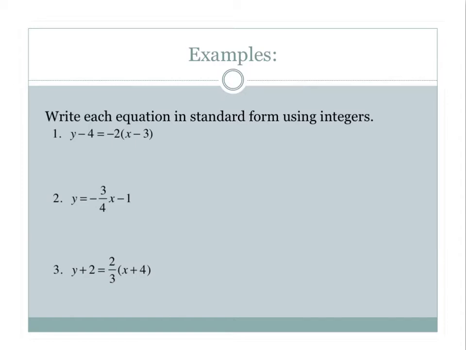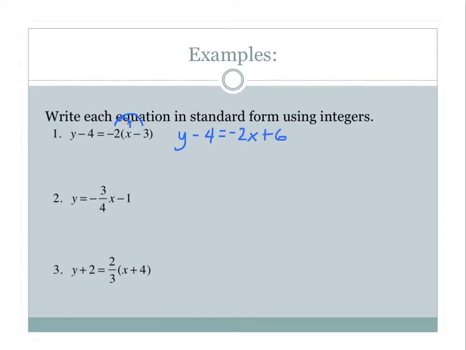So let's start by doing some simplifying here. On this first one, I am going to distribute that -2. Oh yeah, the blue's much better. Okay, so -2 times x and -2 times -3. So we have y minus 4 on the left-hand side. We have -2x. -2 times -3 is positive 6.